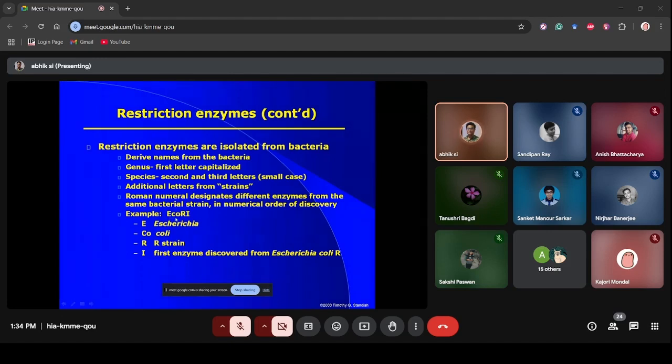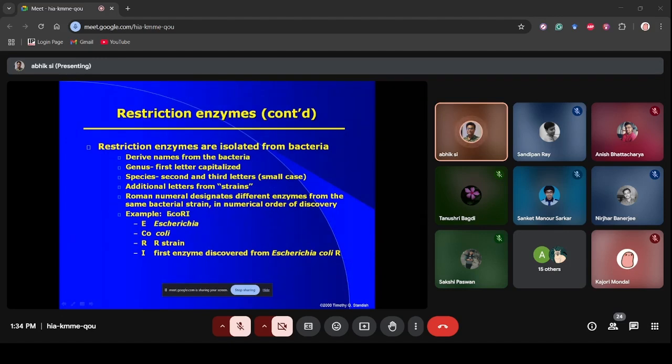And next is the species name, in small letters, the first two letters of the species name. Here it is coli. So E for Escherichia, CO for coli. Escherichia coli has different strains. So what is a strain? I am not going into the details of that. One particular strain is named R, written in capital. So one particular E. coli strain is known as EcoR.